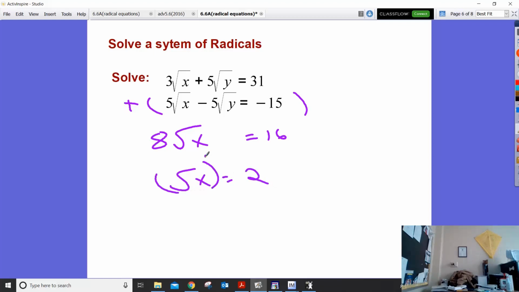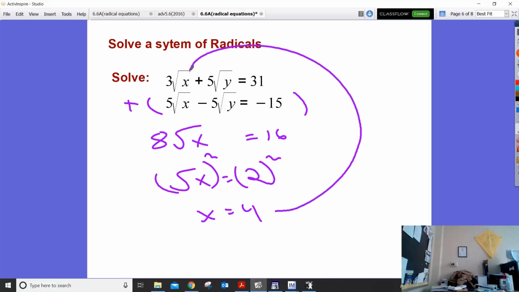Square. Now you have x. How do you get y? Plug it back in. I like the top version. 3 root 4 plus 5 root y is 31. What is 3 roots of 4? 6. You can take that away from 31 and get 25 maybe?